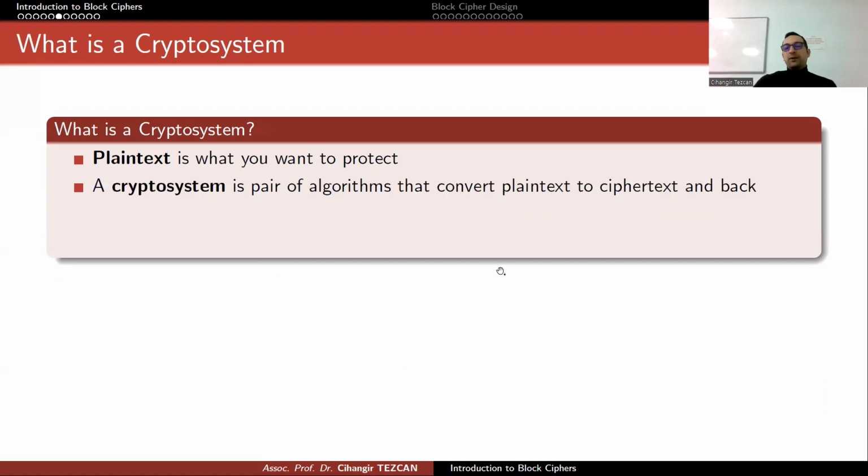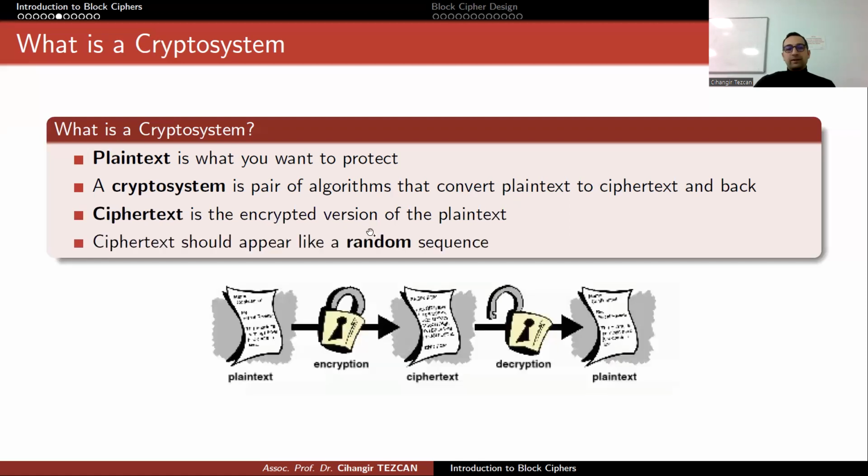A crypto system is a pair of algorithms that convert plain text to ciphertext and back. And ciphertext is the encrypted version of the plain text. An important thing is that ciphertext should appear like a random sequence. This means that you have the plain text, you use an encryption algorithm and convert it into ciphertext, and this should look like random zeros and ones, so that you transmit it through the insecure channel, like the internet.